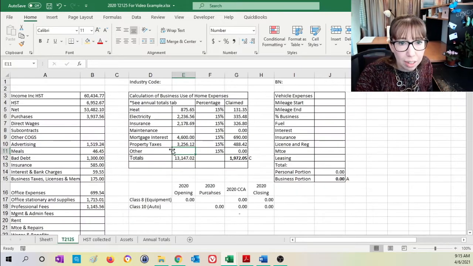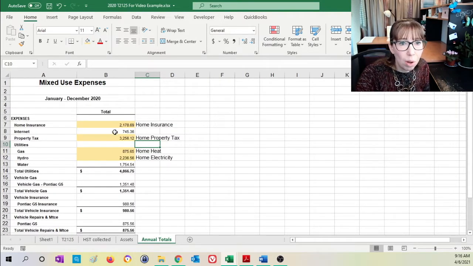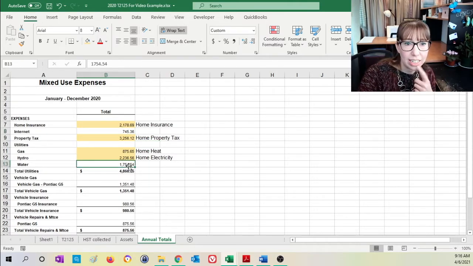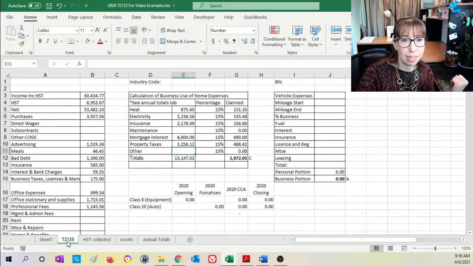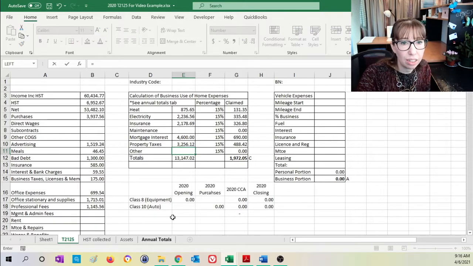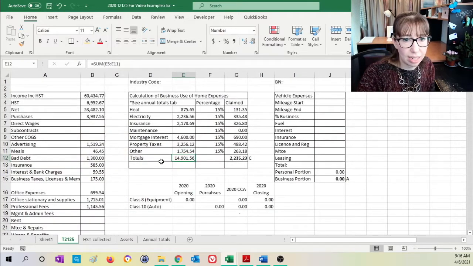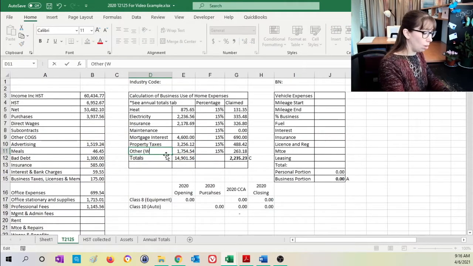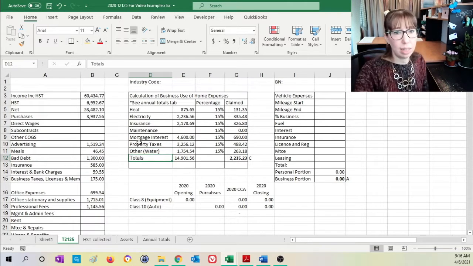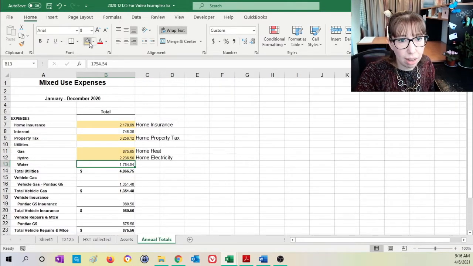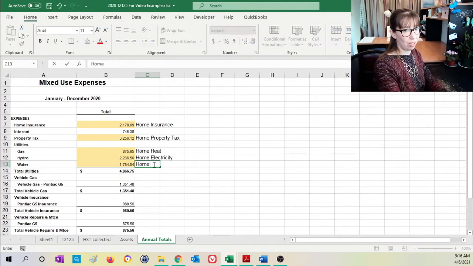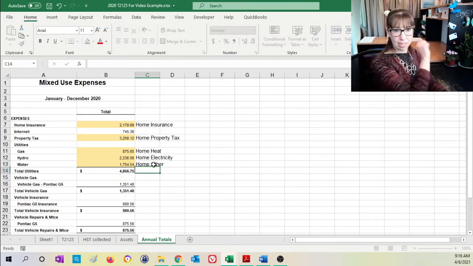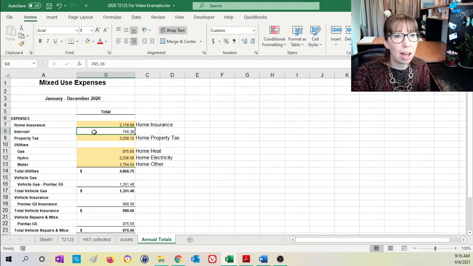Coming back over here, other. So what have I missed on my annual totals? Well, internet, and we'll talk about that in a second, but water. So we get charged for our water here. So I'm going to put that into other. I'm going to put an equal sign, annual totals, click that, and I'm going to put in here water. Annual totals, I'm going to make that peach and say home other, so I know where I put it. There it is. So next, let's talk about this part that got missed.